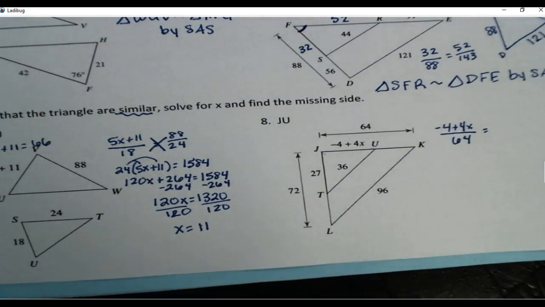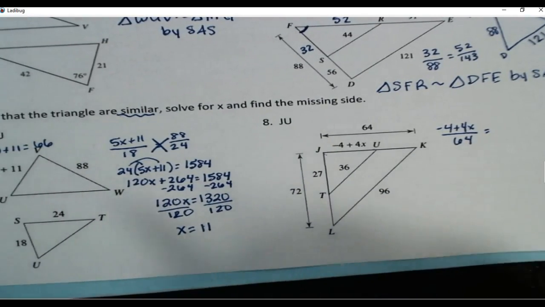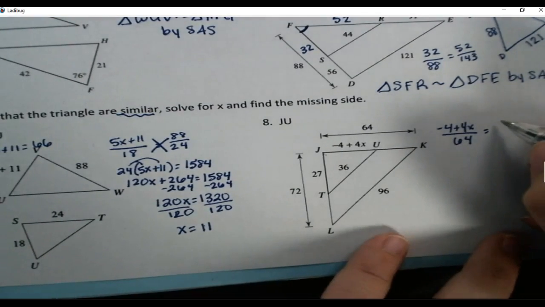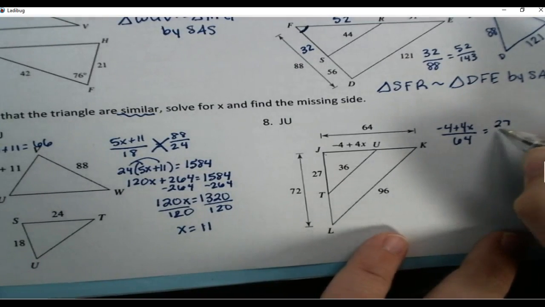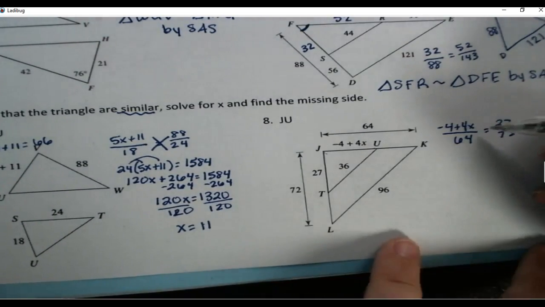Now for the other proportion, I know the other two sides. I've got 27 and 72. I also have 36 and 96. You can use either one. It doesn't matter which one, you get the same answer either way. I'm going to do 27 and 72 just because they're smaller numbers. And then we cross multiply.